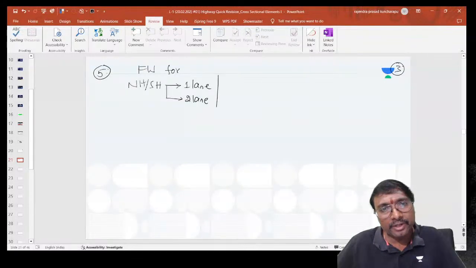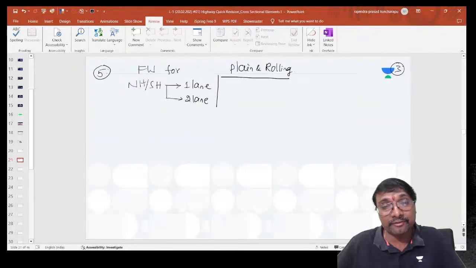So what is the value? Tell me. If it is plain and rolling terrain, what is the formation width? It is 12 meters, right? 12 meters is the formation width.